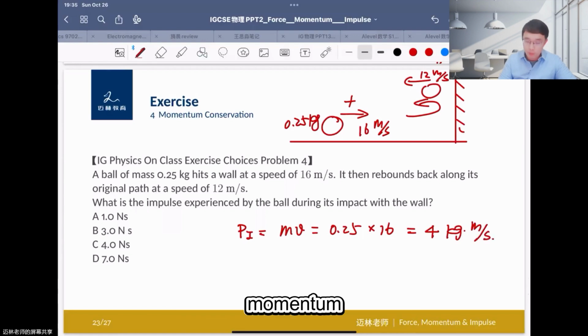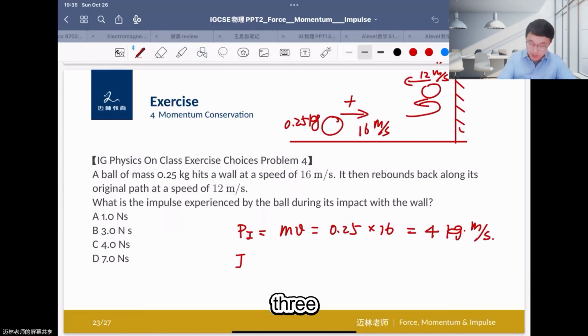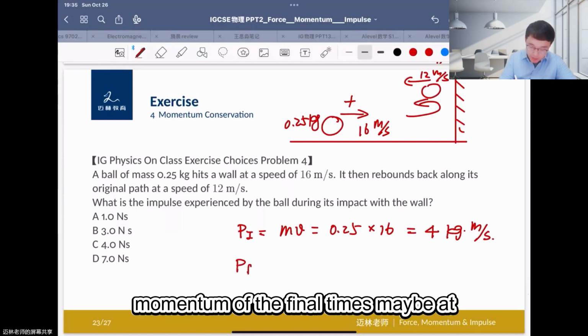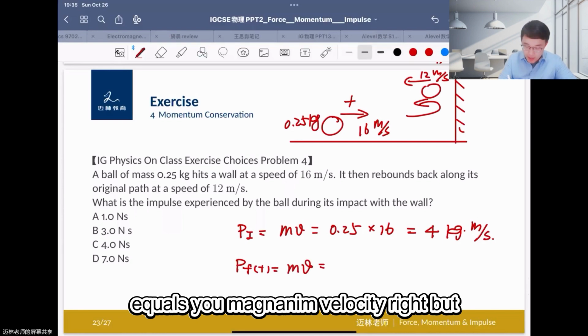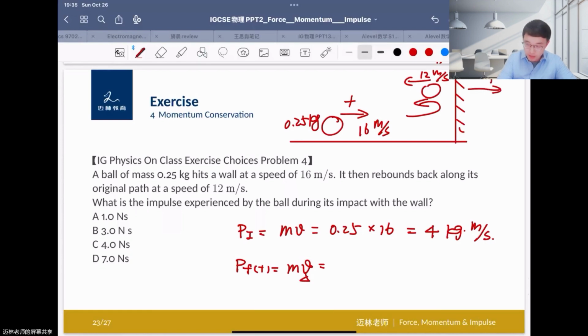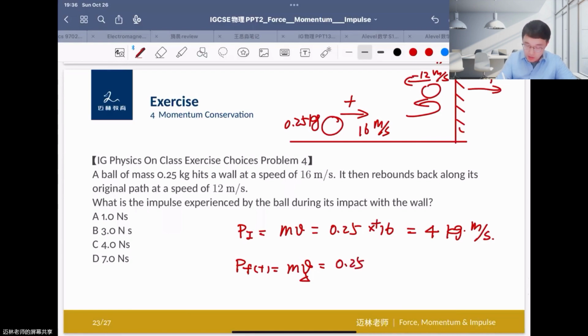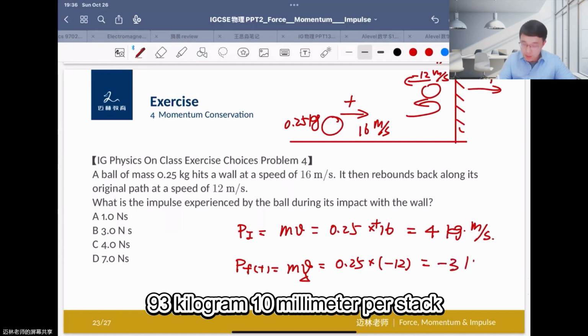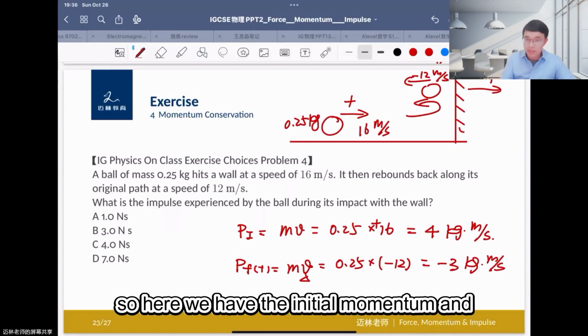This is for momentum. And for the impulse of the ball, you can also write down the formula: the final momentum also equals mass times velocity, right? But remember that it is velocity, it doesn't mean speed. So here you have to consider the direction. If you choose positive as the direction, here's positive 16 and here's negative 12, right? So 0.25 times negative 12, so the final answer equals negative 3 kilogram times meter per second, right?